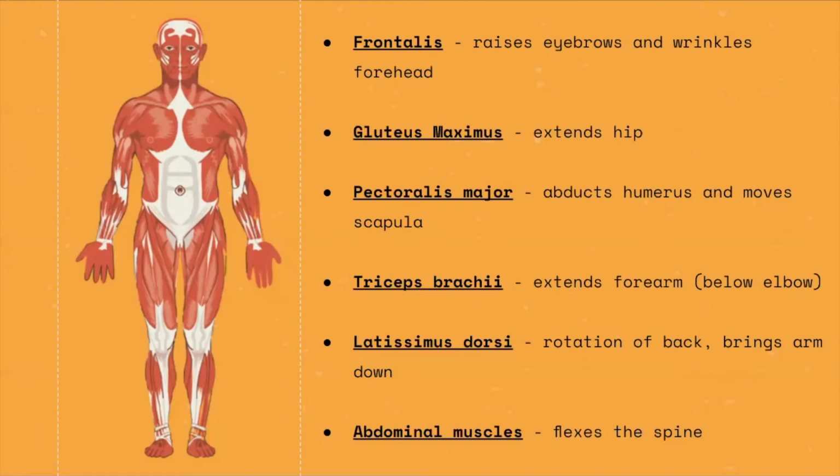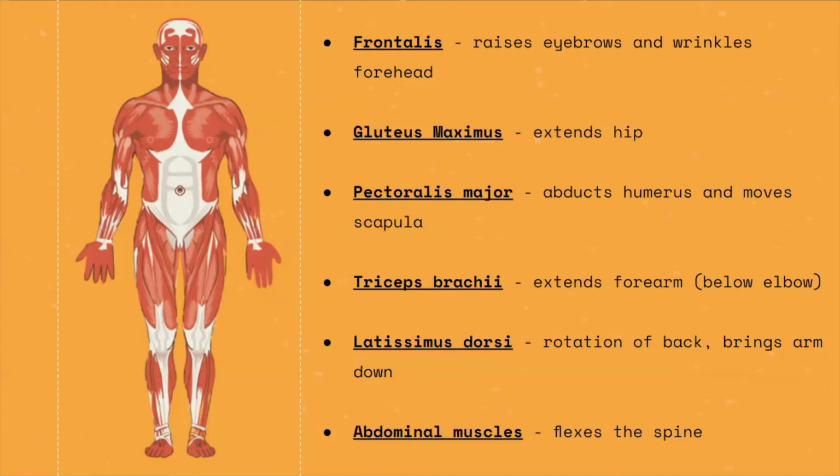We have the latissimus dorsi, which is responsible for the rotation of the back, and it brings the arm down. So our pectoralis major lets us bring our arms up, but the latissimus dorsi does the opposite. It brings our arms down, closer to the body. That would be called adducting our arm. It is bringing it closer to our body. We're going to go over that later, so don't worry about it right now.